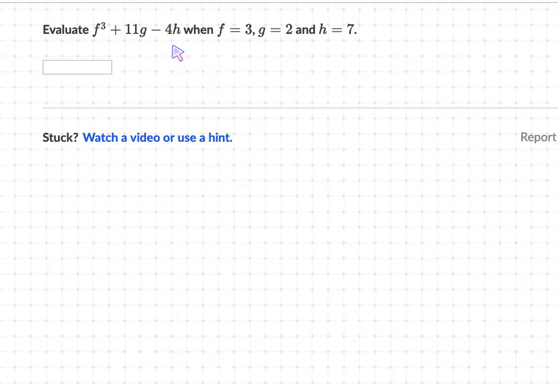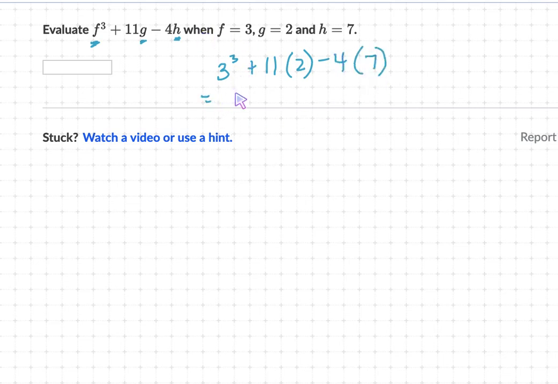All right, so remember the first step is to replace each of these variables with their value and to use parentheses. So instead of f, I'm putting 3, and it's to the third power, plus 11 times g, so I'm going to put parentheses around 2, g equals 2, minus 4 times h, h is 7.